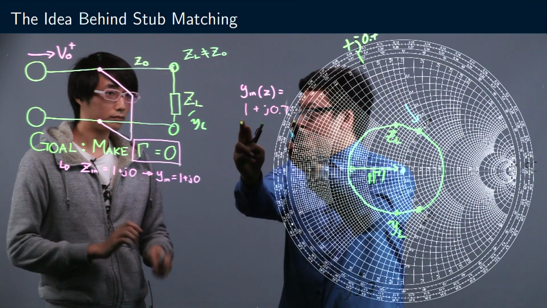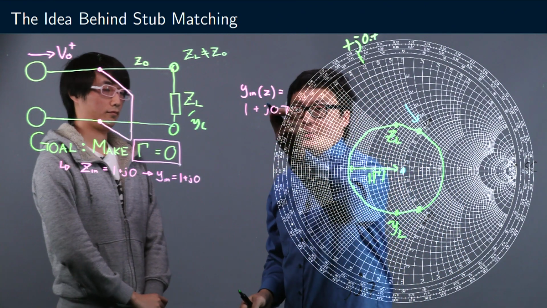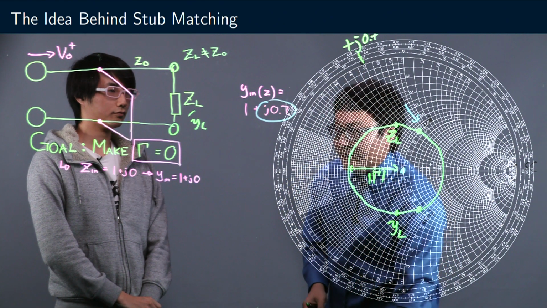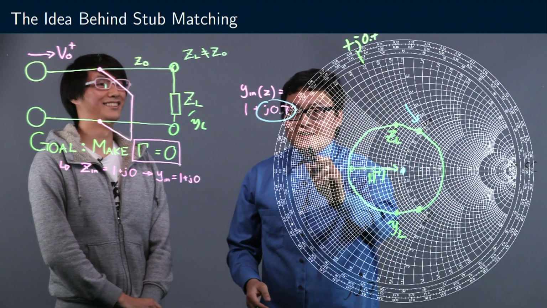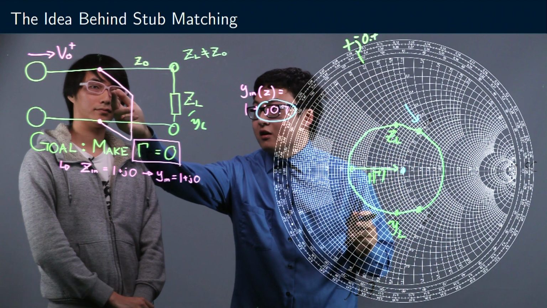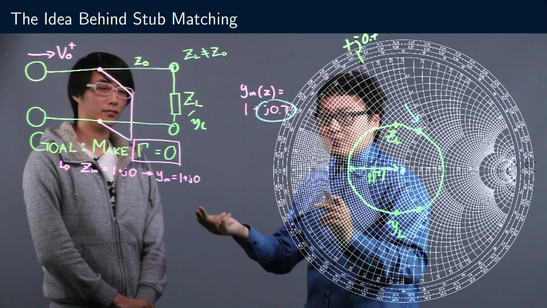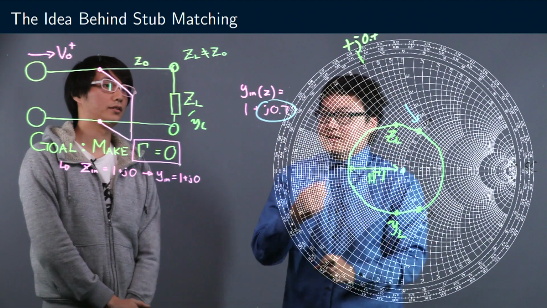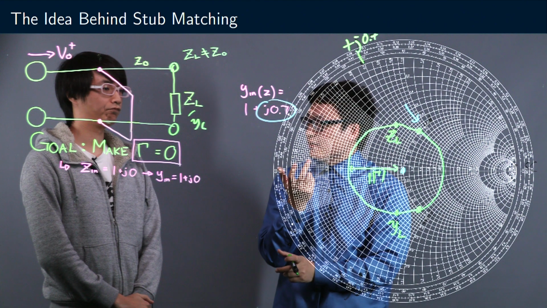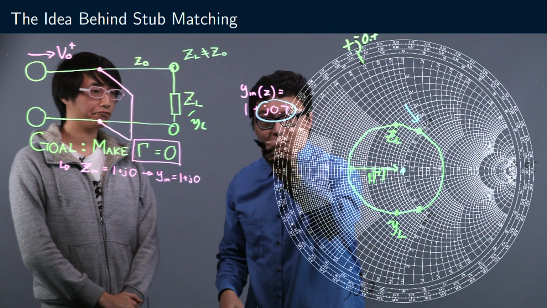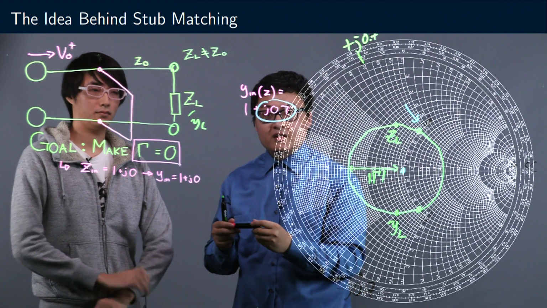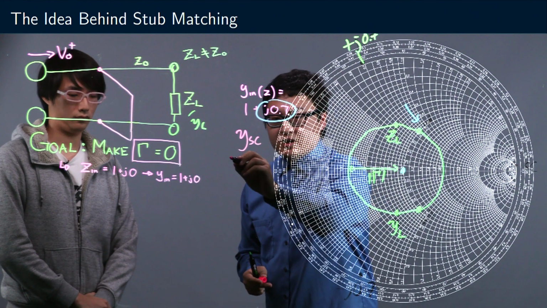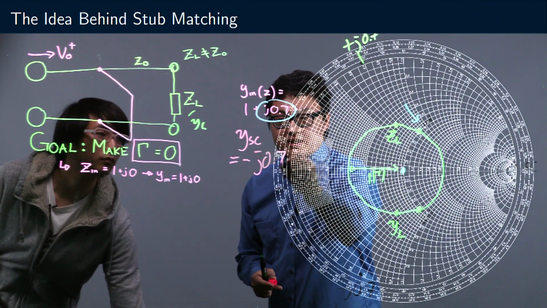So we want to make this into this. We want this to go away. It's evil, because imaginary numbers are evil and intangible. So what do we want this to be? We just want this to be negative j 0.7 to cancel it out, right? And then the admittances would add together to be just equal 1. It's just that simple? Okay, well, let's just write it down. We want Y, the short circuit stub, to be equal to negative j 0.7.